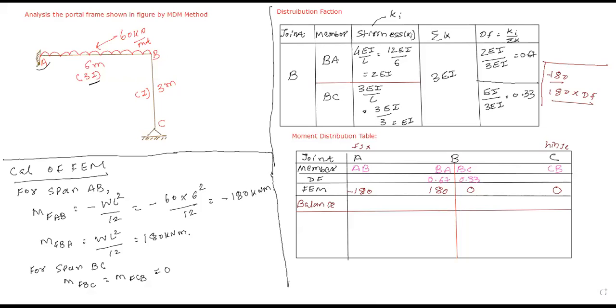180 multiplied by 0.67, that is the value at point BA. Your difference actually is plus 180, so we need a negative value, that is minus 120.6. Yes or no? Minus 120.6, yes or no?